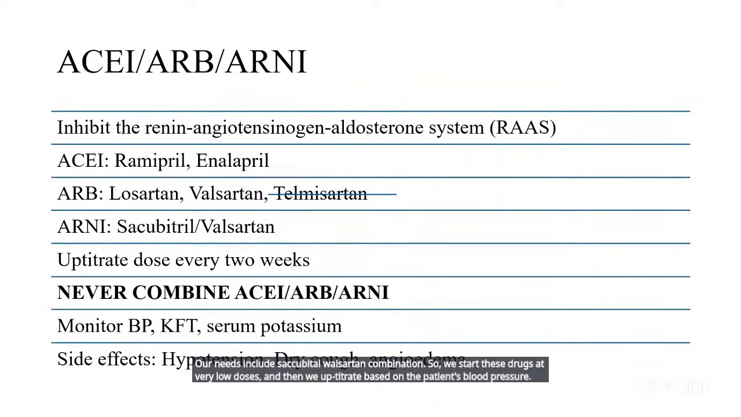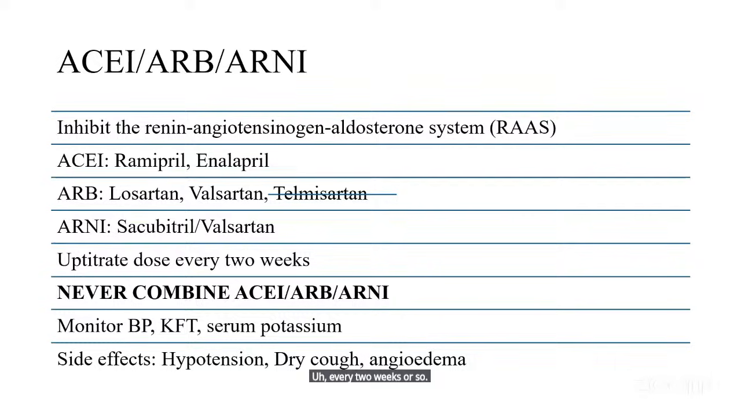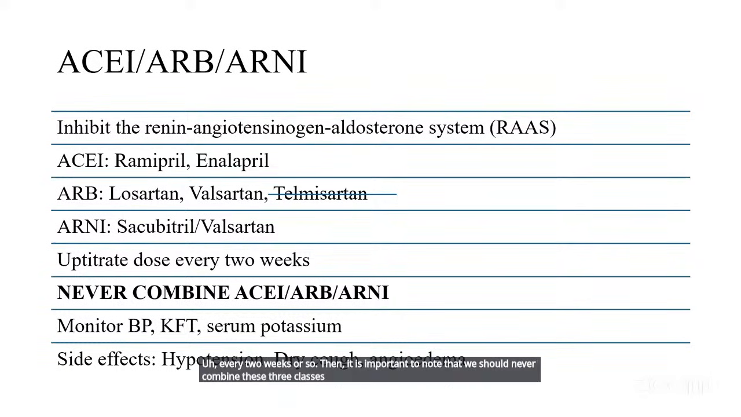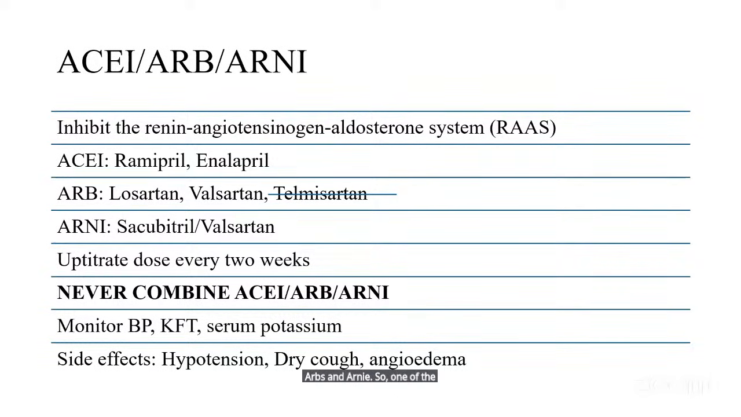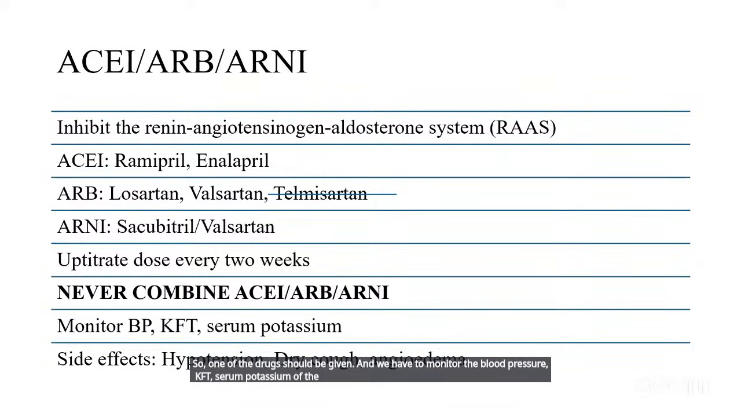every 2 weeks or so. Then it is important to note that we should never combine these three classes of drugs, namely ACE inhibitors, ARBs, and ARNIs. So one of the drugs should be given, and we have to monitor the blood pressure, KFT, and serum potassium of the patient on a serial basis.